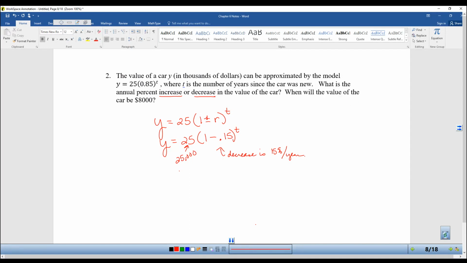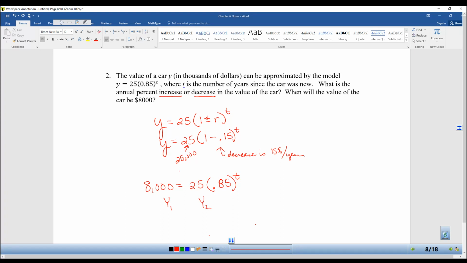When will the value of the car be 8,000? So I want to know the year. This is just like the one that we just did so that you get a chance to practice it. Actually, I was going to write 1 minus again, but there's no reason. I'm going to put it back to the 0.85. That is easier. To the t. So you're going to let this be your y1 and this be your y2.